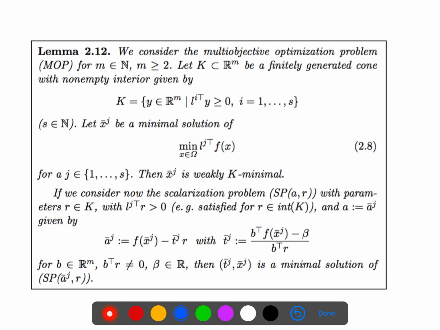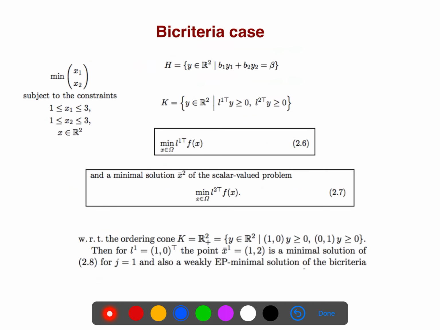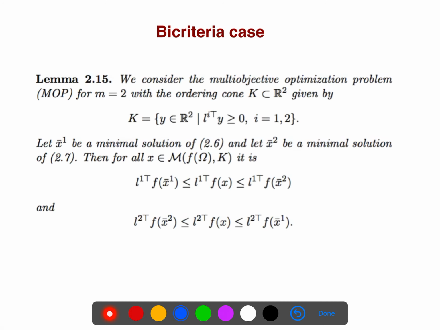So let's move on. We proved this lemma that for an individual problem we have a minimization. We find A and t, and this is the polyhedral cone. And now for bicriteria, we only have 2 objectives. We minimize this, and this is just an example. We want to prove lemma 2.15. So if this is our cone, the ordering cone, we want to prove these 2.